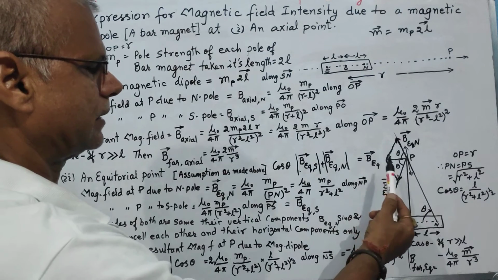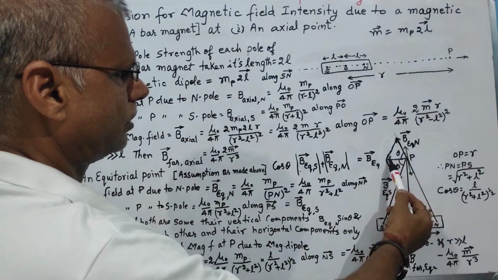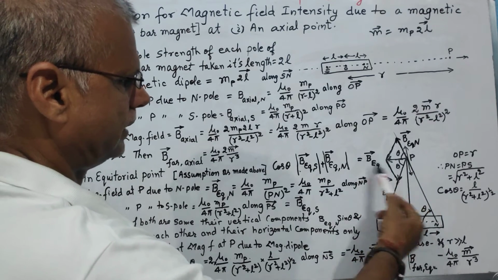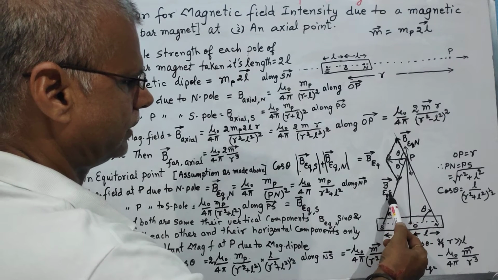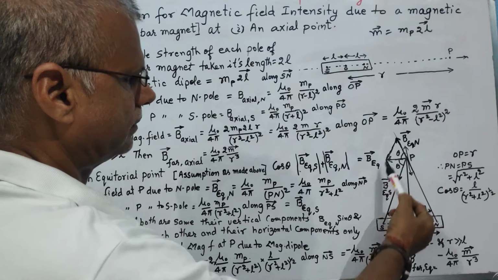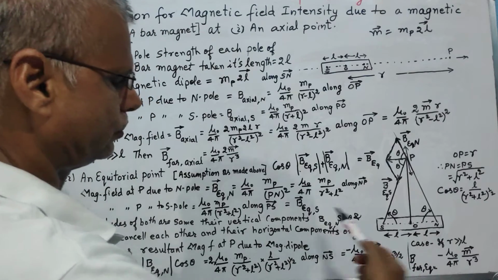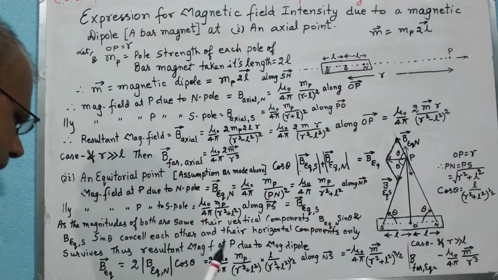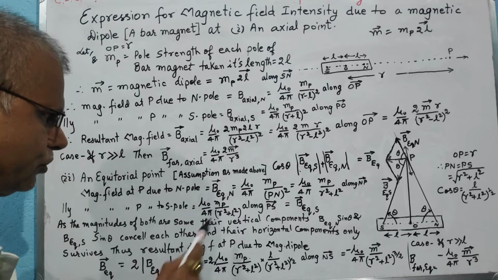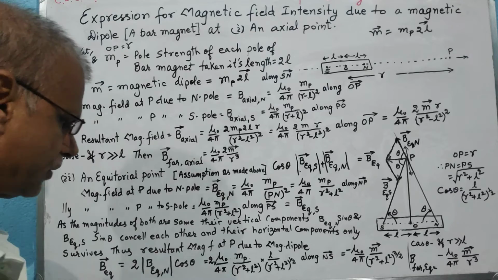And what will be the horizontal component of this magnetic field? The horizontal component of B equatorial due to north pole will be B equatorial north pole into cos theta, along the direction N to S, and the horizontal component of B equatorial due to south pole will be again B equatorial south pole into cos theta along the direction N to S. So the two horizontal components survive, and therefore the resultant magnetic field at the equatorial point will be twice the magnetic field due to either pole, north pole or south pole, multiplied by the cos factor theta.